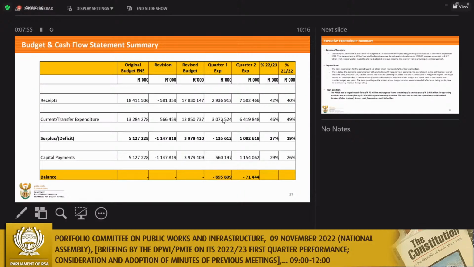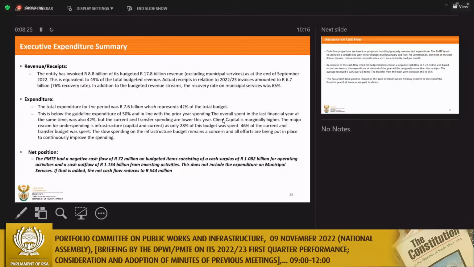Then on the current and transfer expenditure, our budget was 13.2 billion and we spent 3 billion. And then we had a surplus of minus 135 million, which is a deficit. Then on capital payments, which is mainly infrastructure, we had a budget of 5.1 billion and the spending was 560 million. You can proceed.